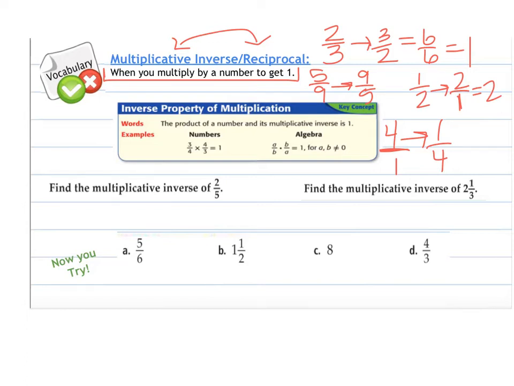So let's look here. Find the multiplicative inverse of 2/5. Again, we just flip it around. So the multiplicative inverse would be 5/2.